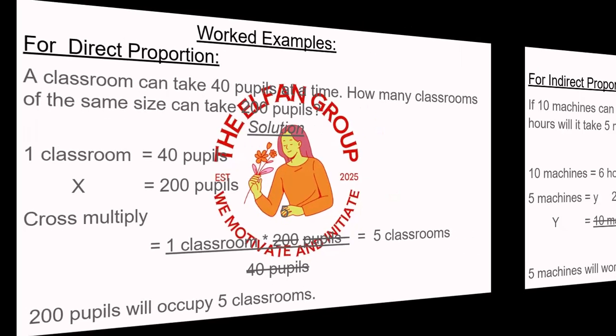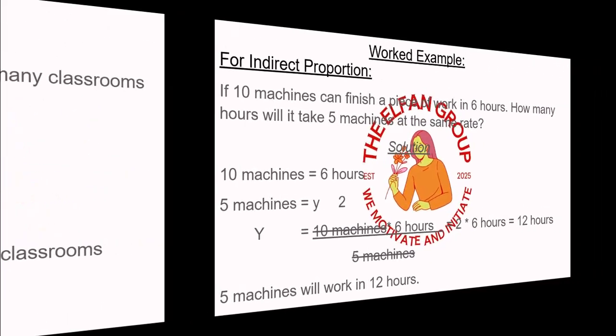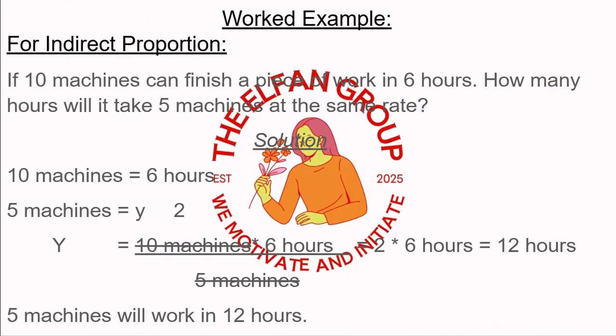Now, for indirect proportion, if 10 machines can finish a piece of work in 6 hours, how many hours will it take 5 machines at the same rate? So now we're going to arrange it that 10 machines equals 6 hours, because that is how it was stated in our question. So since they did not give how many hours it will take 5 machines to do the same piece of work, then we're going to put it in the way of 5 machines equals y.